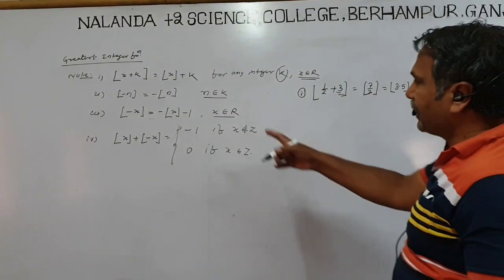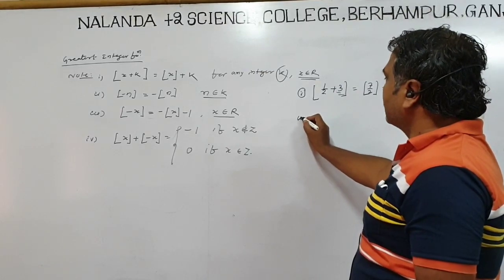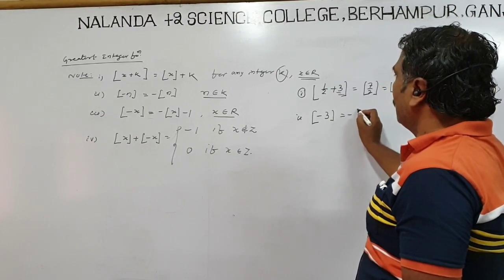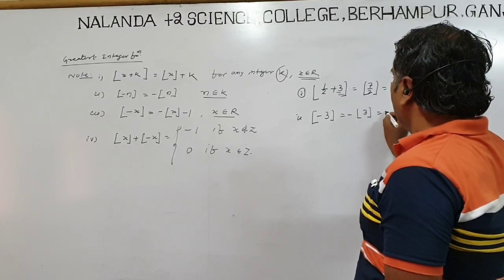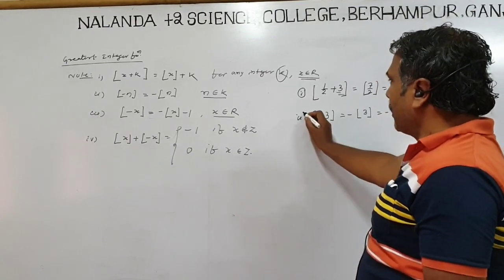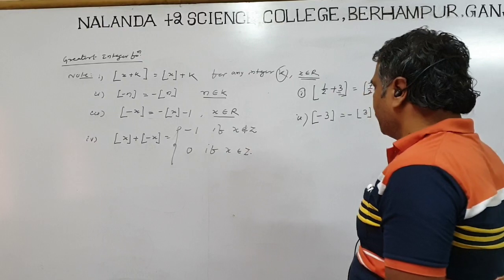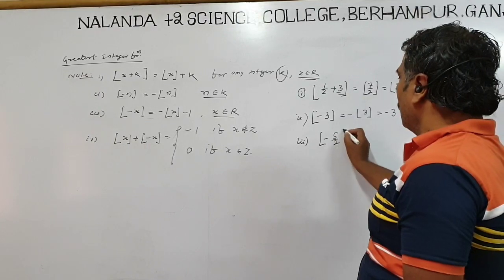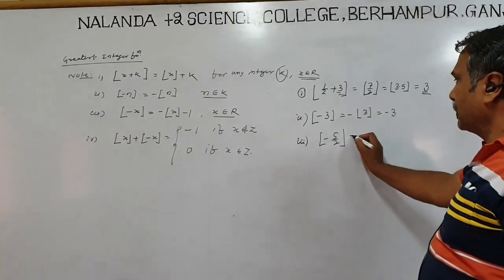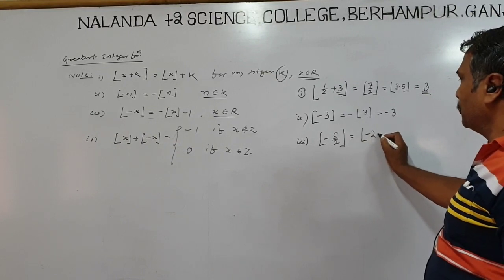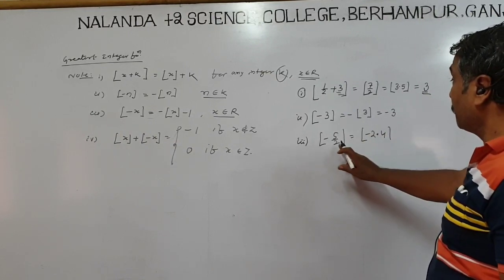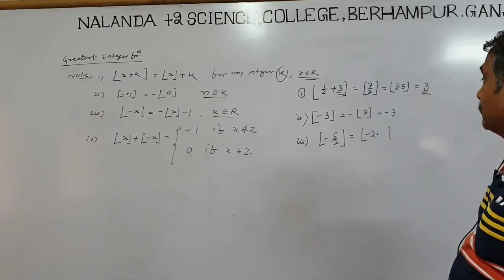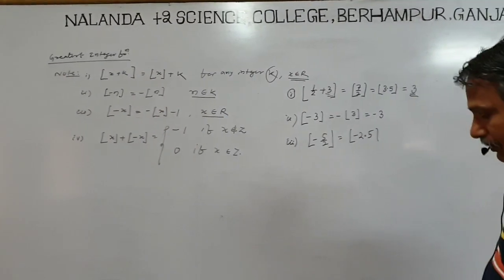Now second example: minus 3 equals minus of this one, equal to minus 3. Now third one, x belongs to real number, let us say minus 5 by 2. What is minus 5 by 2? This is equal to minus 2.5. So what is that 2.5?